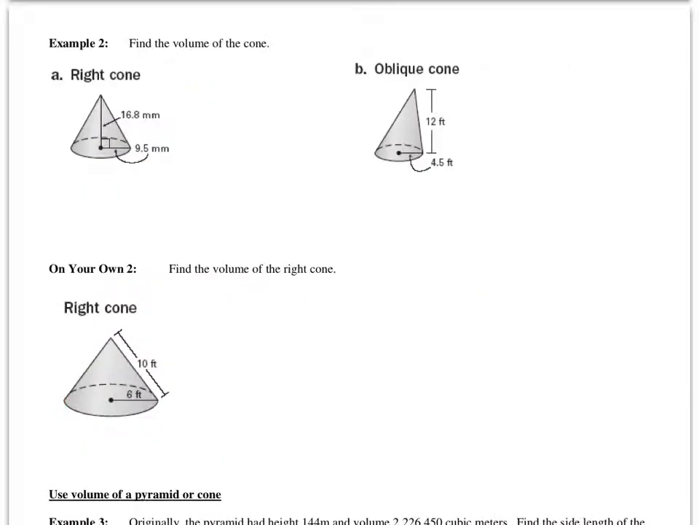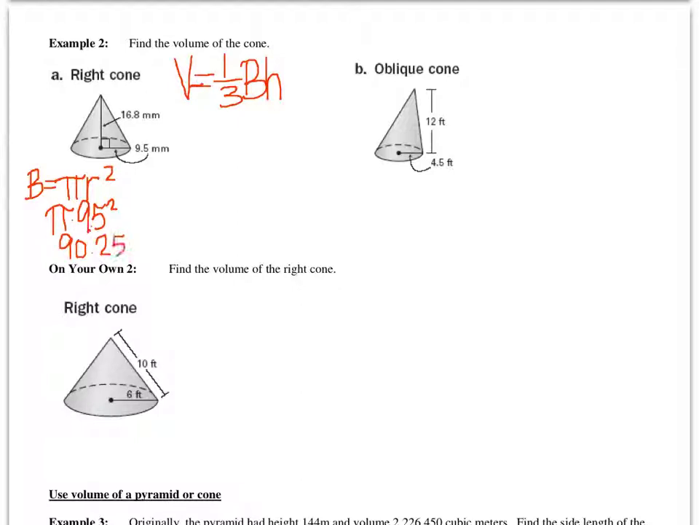So for example 2, we want to find the volume of the cone. So we're going to use volume equals 1/3 our base area times our height. So my base area we need to find first, just like we've been finding all along. Since it's a circle, we're going to do pi times our radius squared. So that's pi times 9 5/10 squared. If you do 9 5/10 squared, you get 90 25/100, and we have to keep our pi sign on there. So that's my base area.